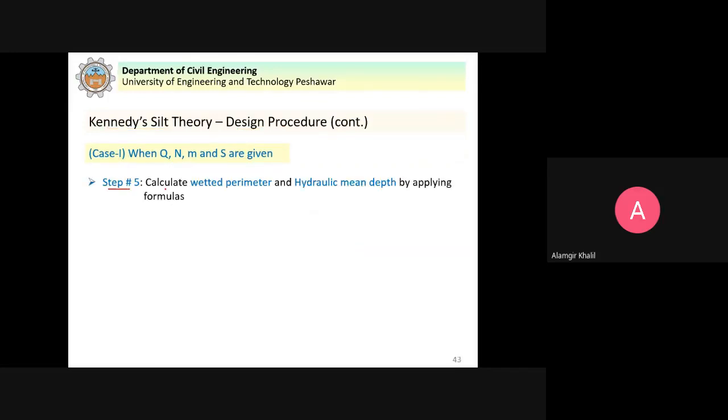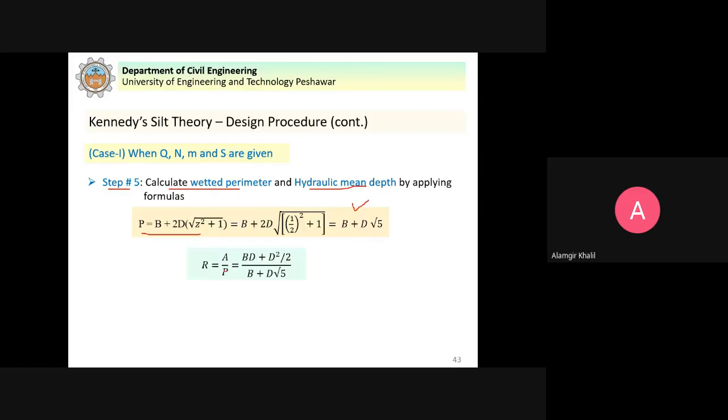Step number 5 is calculate the wetted perimeter and the hydraulic mean depth, that is the hydraulic radius, by using this equation that you have already studied and should remember from your hydraulics course. So this is the wetted perimeter, and once we know the wetted perimeter, we already know the area, so we can calculate the hydraulic radius or hydraulic mean depth.